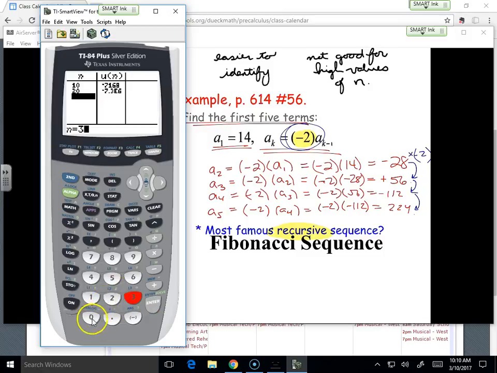We can try 30. Oh, it's still working. If we go 40, it might be a little too intense. Oh, it's still working. What if we go 100? We're going to go for it? Ooh, look! What did it just do? It jumped how many times? 99 in that little split second.